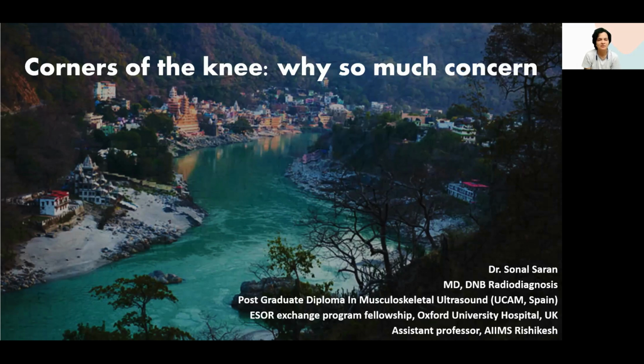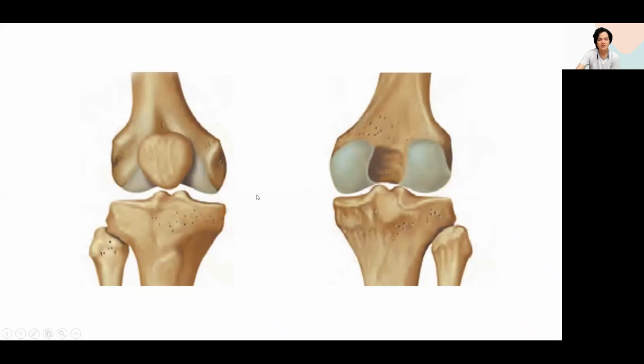Hello everyone. So the topic of my today's presentation is corners of the knee and why there is so much concern about these structures. So we will go through the stuff. Everyone talks about the cruciate ligament and the menisci, but what we are going to talk about is some other structures. Like on medial side, we have medial collateral ligament.